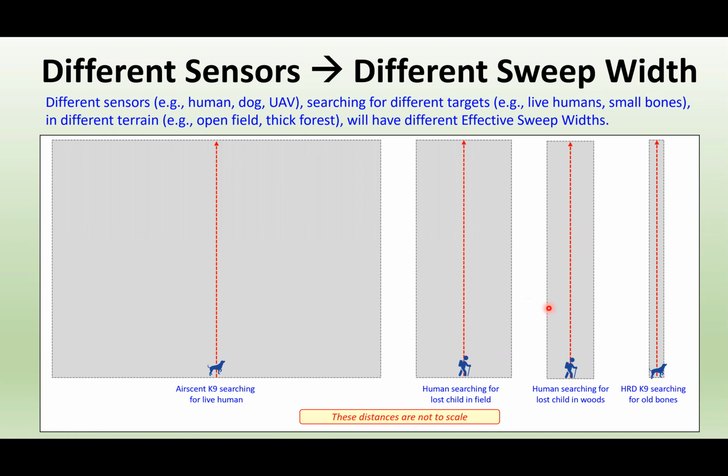If we're searching for the lost child in thick woods, that sweep width could be even narrower. Or if it's a canine searching for old bones or small amounts of human remains, that sweep width may be only a few feet or even less.